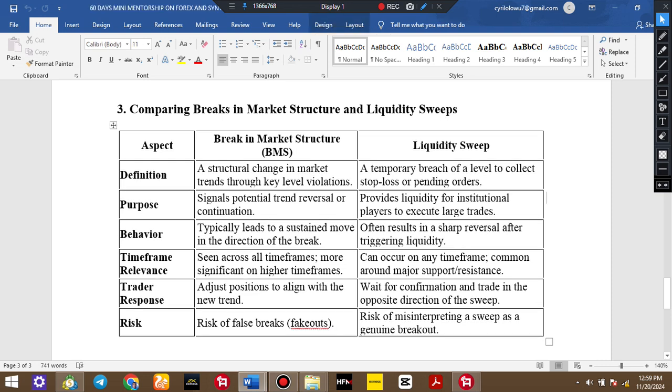Then two, purpose: signals potential trend reversal or continuation. In the BMS or BOS, when we have such, price automatically changes movement or trend if it is in a reversal situation. If it's in a continuation situation, price keeps giving you higher highs or lower lows. But if it is based on liquidity sweep, price is going to provide liquidity for institutional players to execute large orders. After taking out all the stop losses, it gives them room to place their orders in the market.